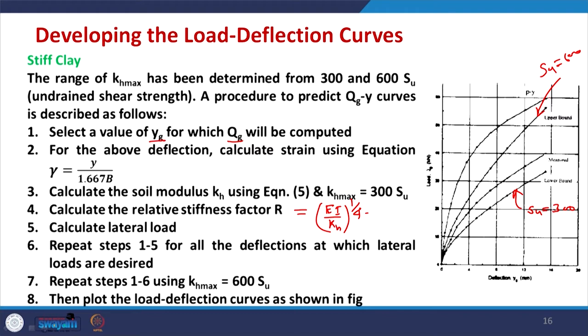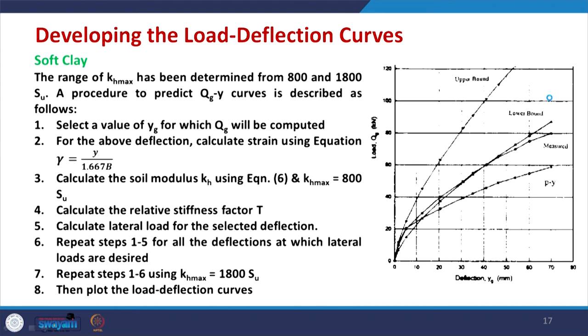So this way we can draw the load deflection curve. Similar are the steps for soft clay. In the case of soft clay, the range of kh max is higher, and it could be between 800 and 1800 SU, where again SU is the undrained shear strength. The procedure has similar steps. First calculate the value of yz, for which we need to find the value of qz. Then calculate the strain for the given deflection, as in step 2. Calculate the soil modulus kh using equation 6 instead of 5, with kh max as 800 SU, so for this strain and kh max we can find the value of kh.